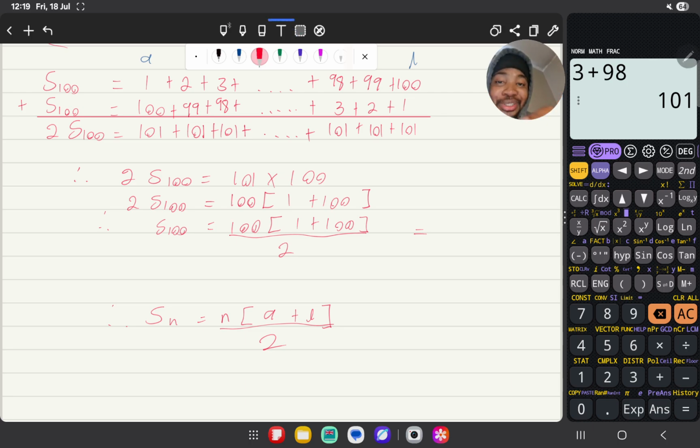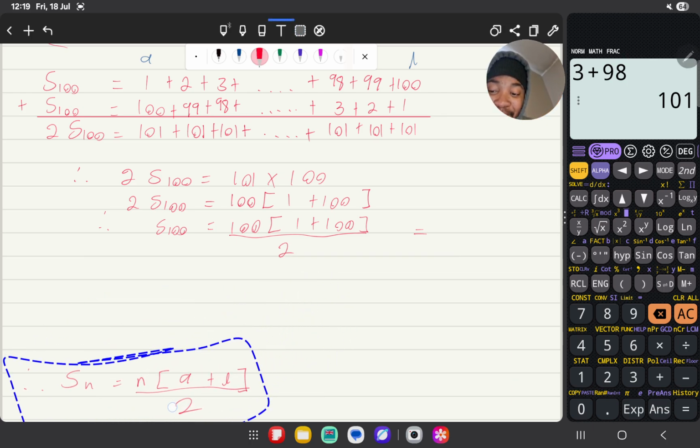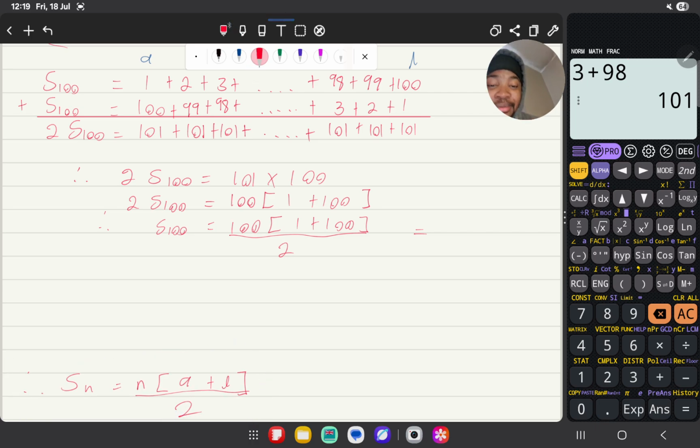Okay, let me pause for a second on this part. We're going to come to this. Perhaps let's finish this one here. Finishing this, of course, we can say here, on your calculator, 100 times 101, divided by 2. When it's that simple, you already have it: 5,050, right? That is the answer.